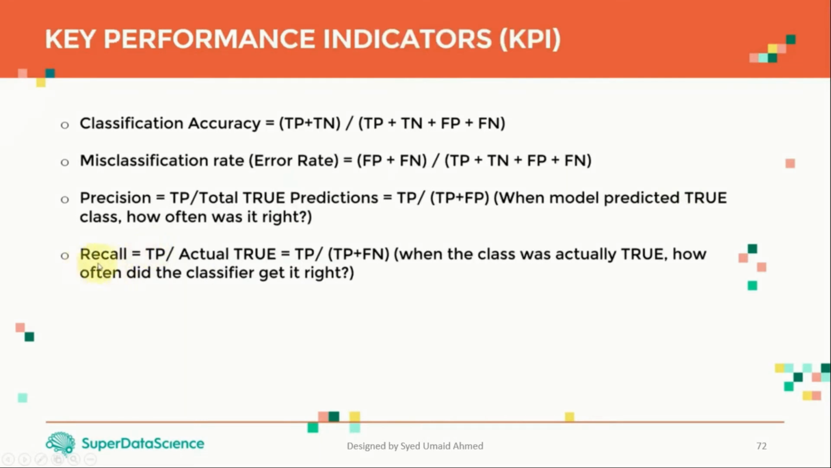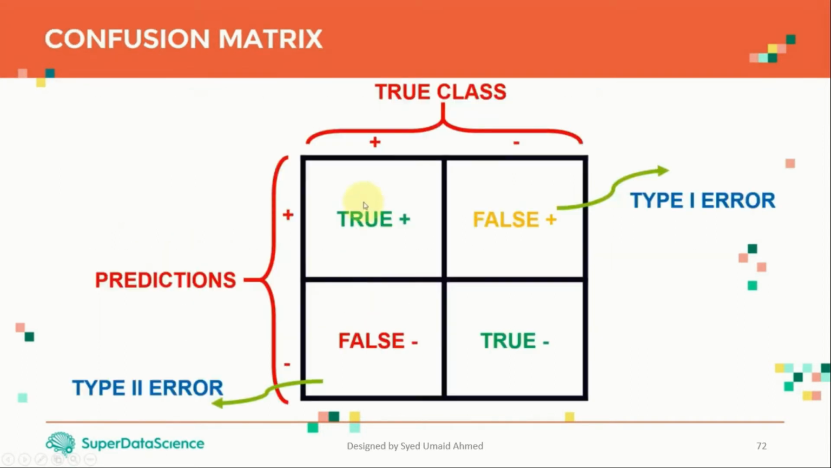The next important definition is what we call recall, which is true positives divided by the actual positives, which is true positives divided by true positives plus false negatives. That's when the class was actually true, when the class was actually positive, how often did the classifier get it right? That's the overall idea. So we basically divide true positives by true positives plus false negatives.